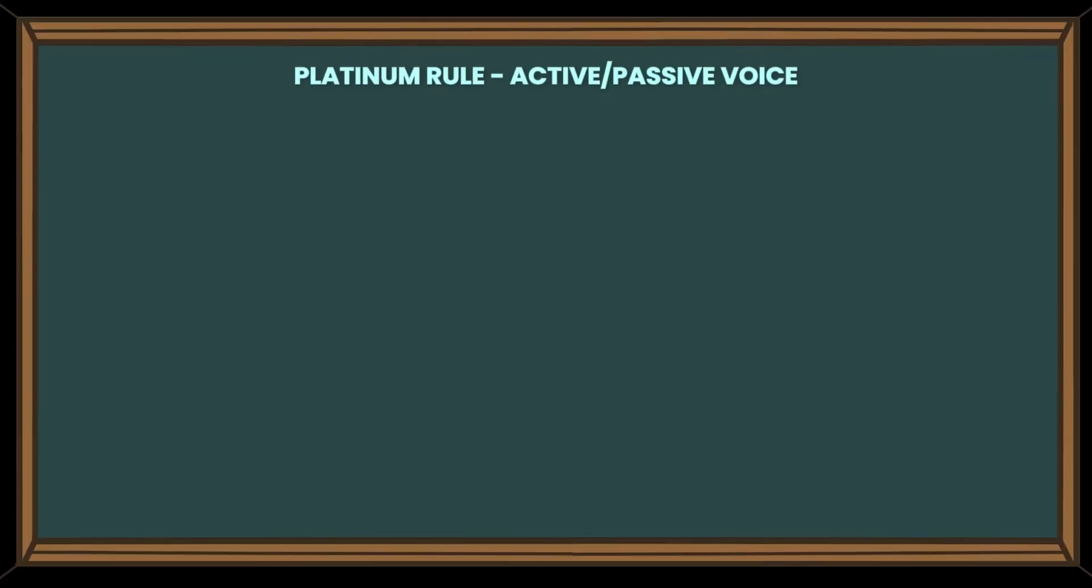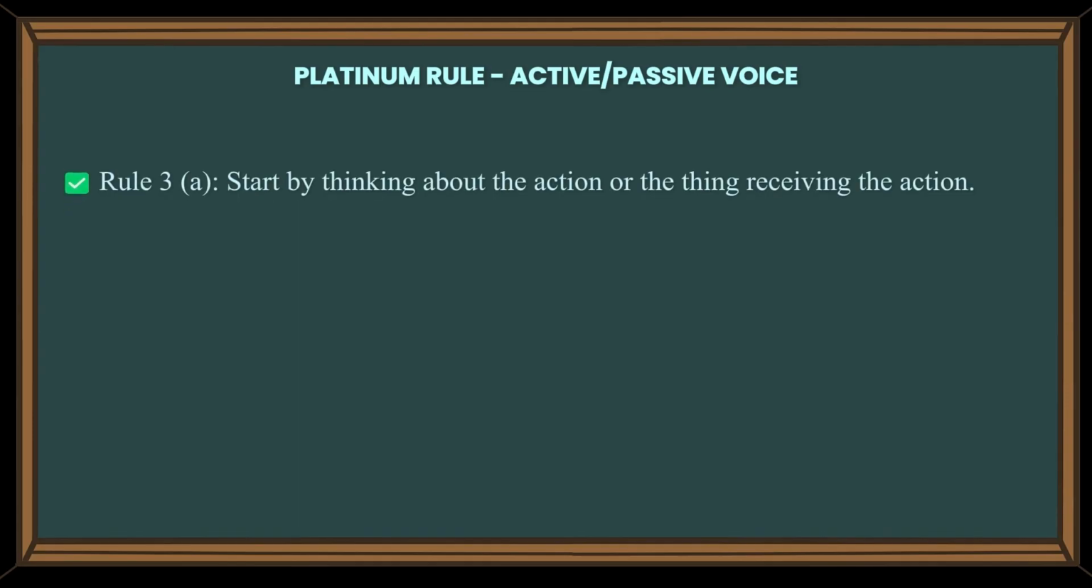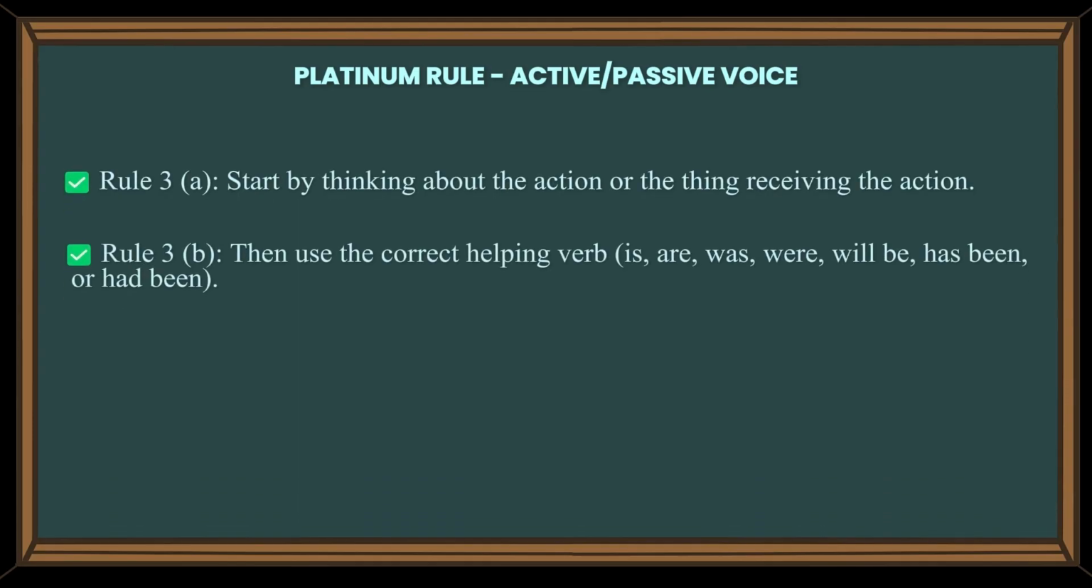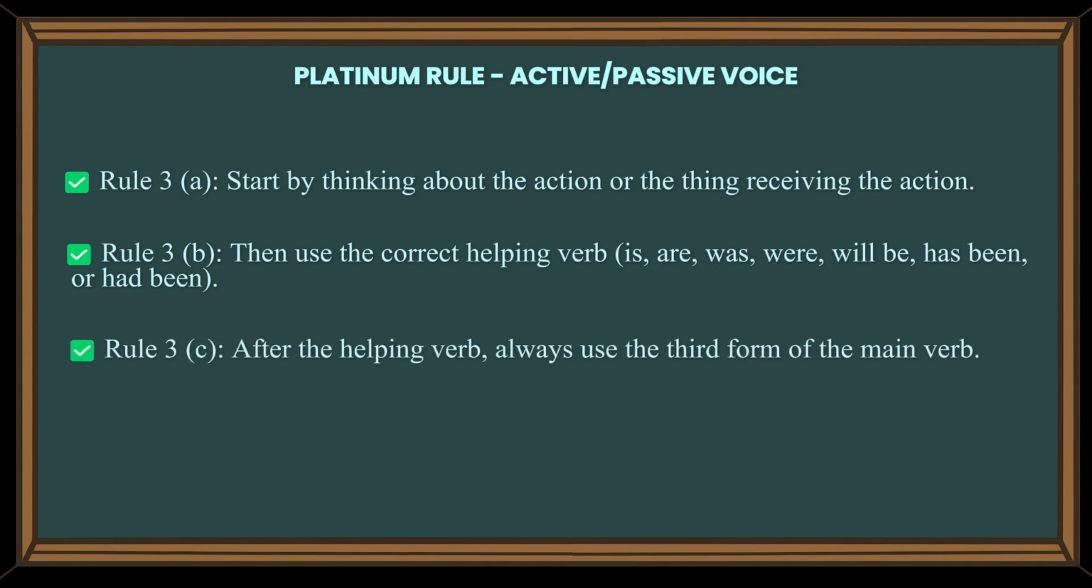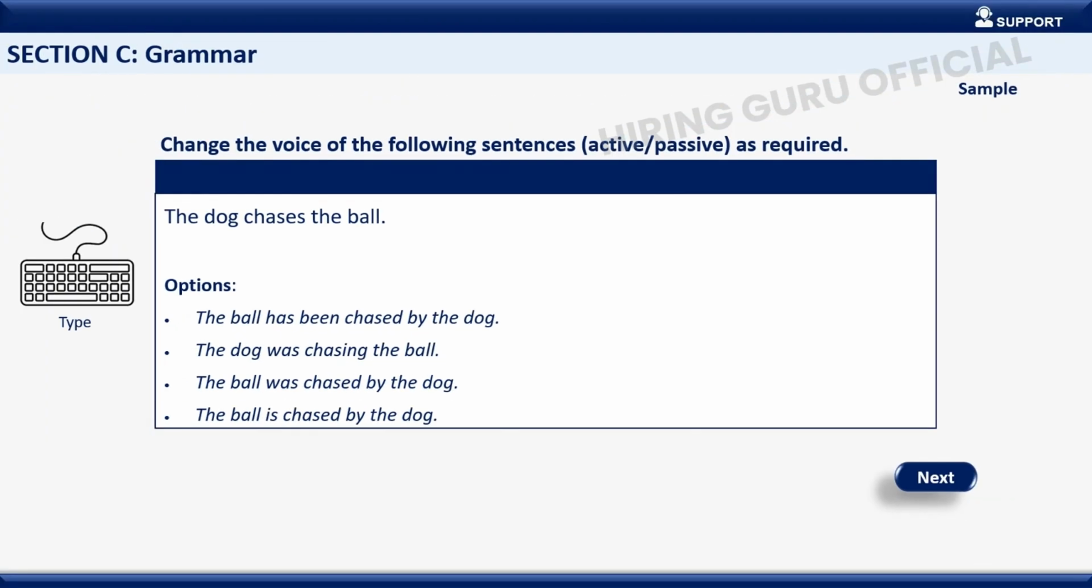Now let's talk about the third and the final rule. When changing to the passive voice, think about the action first. Then use words like is, are, was, were, will be, have been, or had been, depending on when the action happens. After that, use the third form of the verb. Let me try to make it easy and explain that through an example.